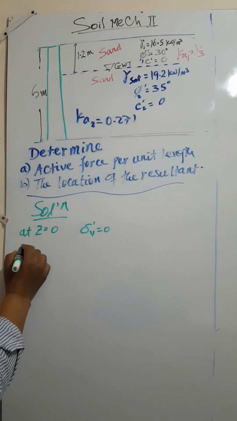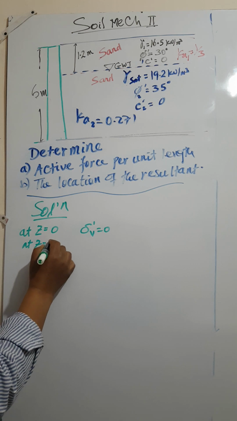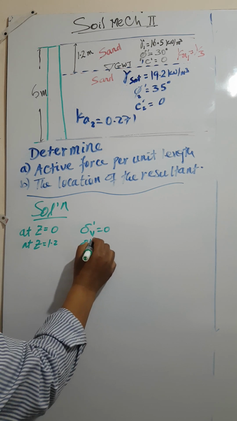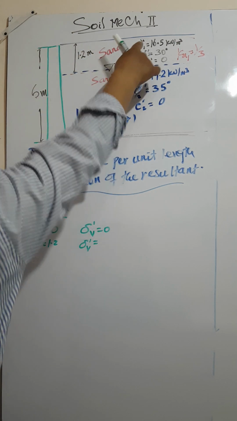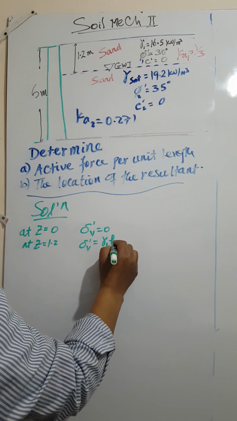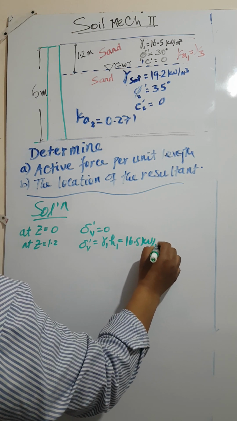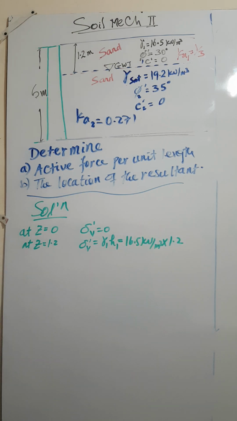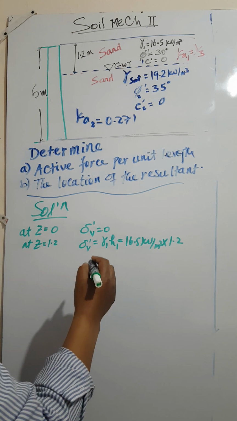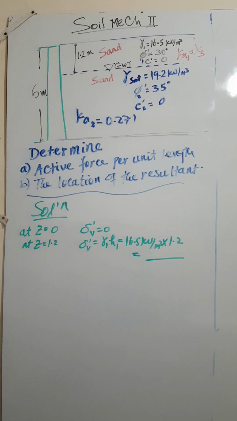Then the second point is at Z equal to the height, 1.2. The effective vertical burden is equal to gamma 1 times H1, which is 16.5 kilonewton per meter cube times the height 1.2. This is equal to 19.8 kilonewton per meter square, the burden experienced at this point.